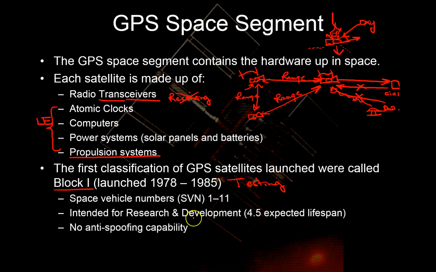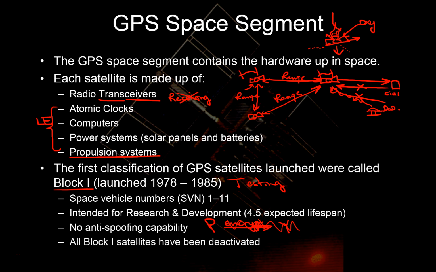They had no anti-spoofing capabilities, which, as we talked about real quick, just means the P code, the precise code, was encrypted to become what is generally called the Y code. So the P code plus encryption is what is generally referred to as the Y code. These first satellites did nothing with regards to the encryption, so the P code was just the P code, and you could ultimately utilize the P code in your measurements. All Block 1 satellites have been deactivated.